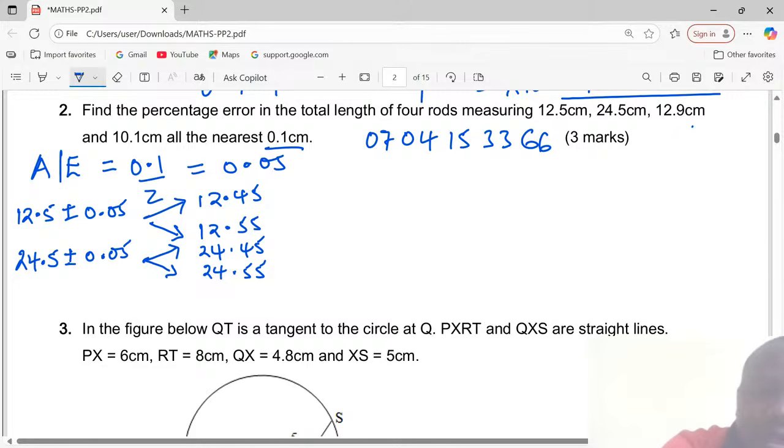12.9. Therefore, this is 12.9 plus or minus 0.05, the absolute error. They are sharing absolute error. So this shall be 12.85, and on the upper side, when we add, 12.95.